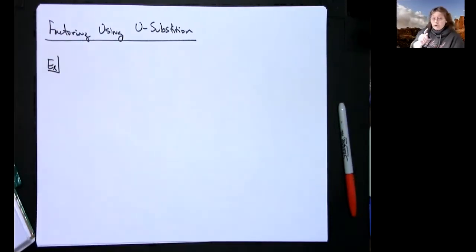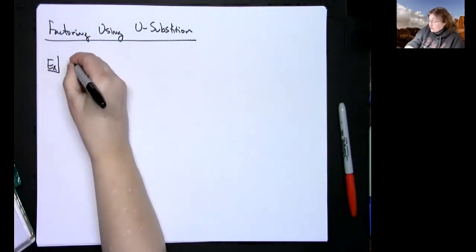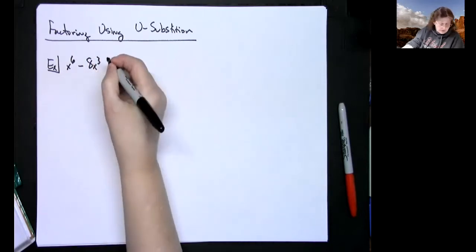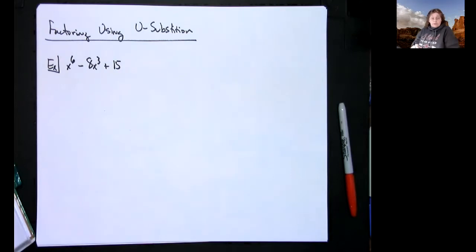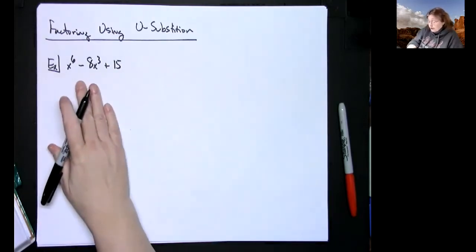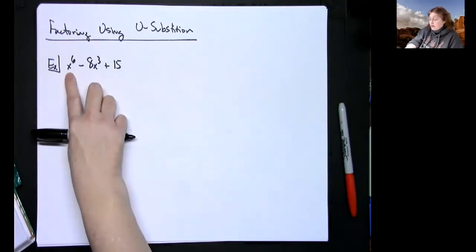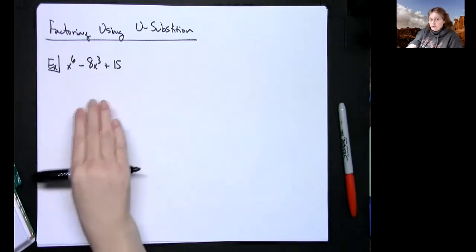Let's take a look at the real easy kind first. Let's suppose you had an x to the sixth minus an 8x to the third plus a 15. Now, I'm going to venture a guess that many of you could factor this without doing a U substitution. But if you learn it on this, then when I change this, instead of just having an x there, when I change that to a binomial, then you have to use the U substitution.